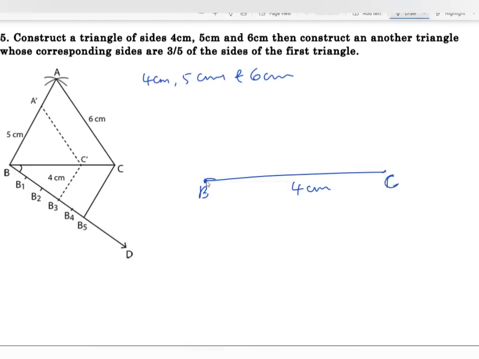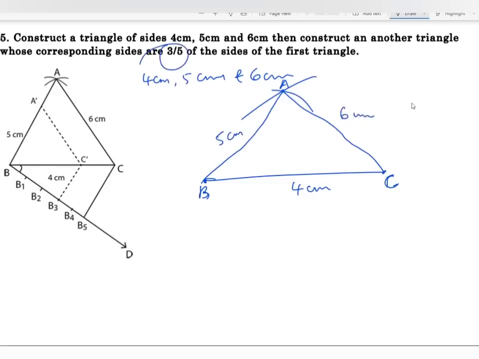Now from point B, measure 5 centimeter using scale and cut an arc. From the point C, use your compass, measure 6 centimeter and cut an arc. These two arcs will intersect at a point. Join this, mark this point as A. Now we got the triangle with sides 4 centimeter, 5 centimeter and 6 centimeter.